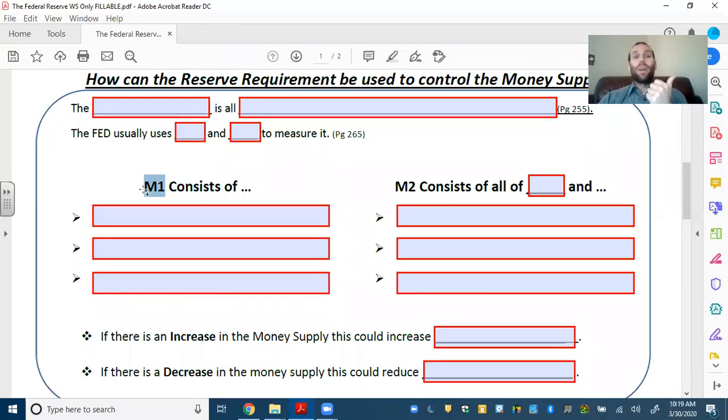So what M1 is, something to write down or to just get in your mind, it's all money that's very, very liquid. And what liquid means, it's easily spent, as in it can be spent like that. So if you want to think just for a moment, what are some types of money that you could spend immediately, like right now? And there's 3 of them.